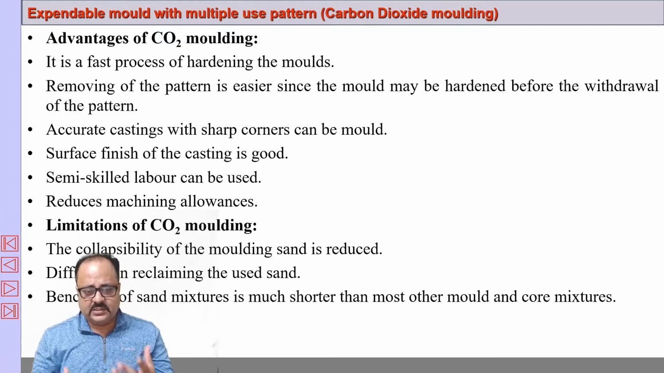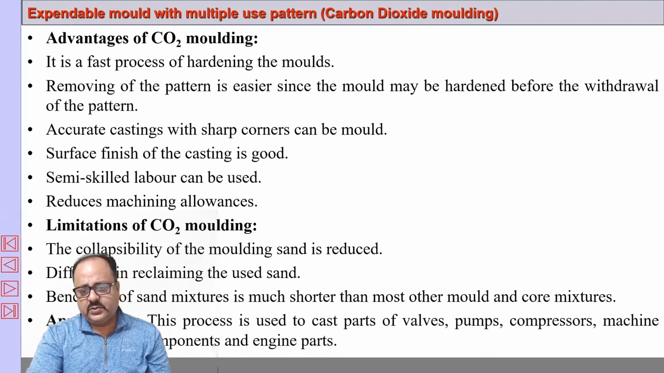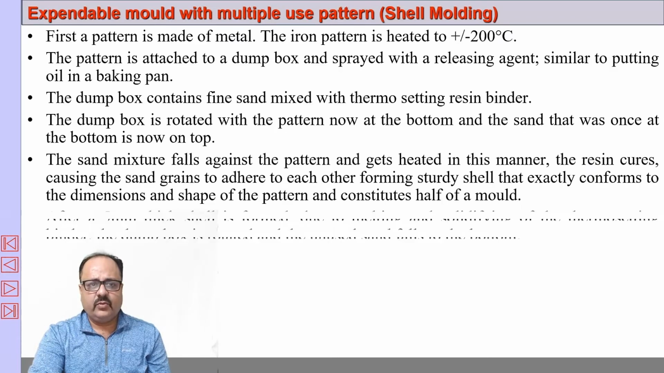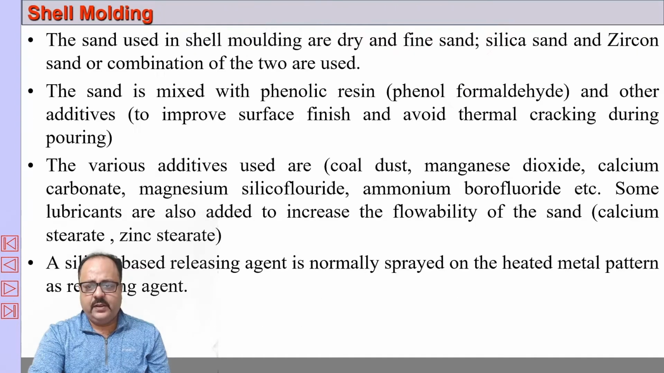Because the sand mold becomes hard, collapsibility is an issue. And of course, as the silica gel is there in the sand, reclaiming of the sand is difficult, and the bench life of the sand is much shorter. Applications: producing castings of valves, pumps, compressors, machine tools, railway components, engine parts, etc. So this is all about carbon dioxide molding. So we move to the shell molding process. Let me show you a figure then.